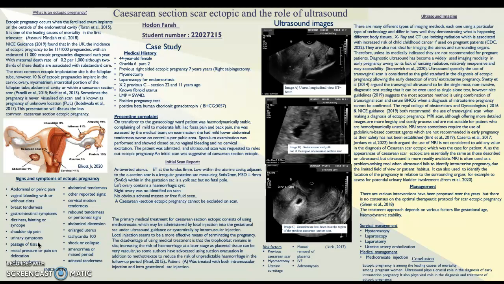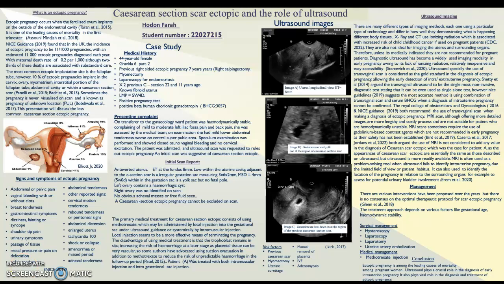Cassata et al. 2017 and Jordan et al. 2022 both argue the use of MRI scan is not considered to add value in the diagnosis of caesarean section scar ectopic, which was the case for patient A, as the appearances of caesarean section scar ectopic are essentially the same as those described on ultrasound, but ultrasound is more readily available. MRI is often used as a problem-solving tool when ultrasound fails to identify an intrauterine pregnancy or identify the location of pregnancy in relation to surrounding organs.